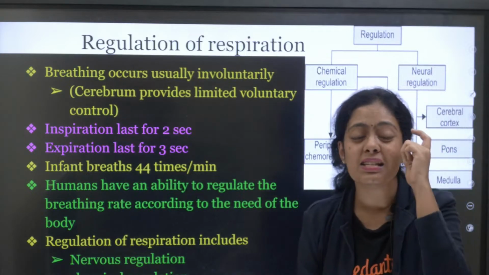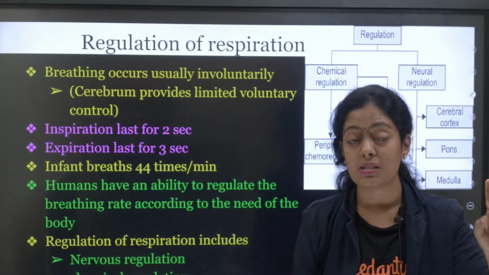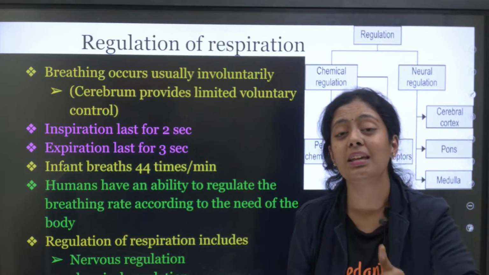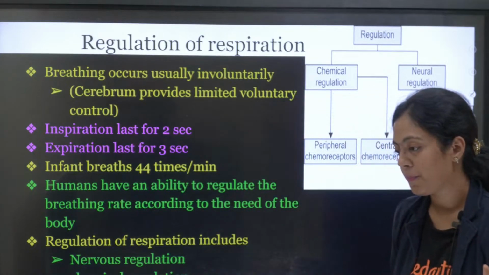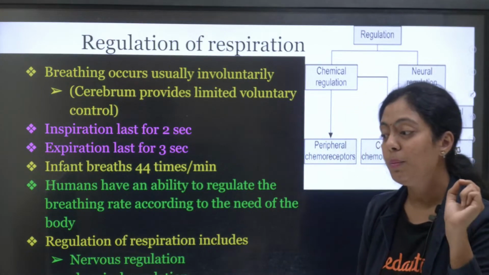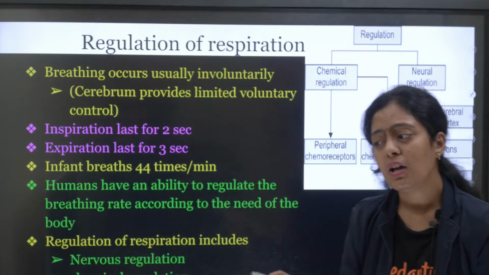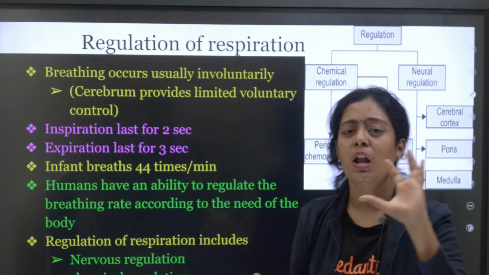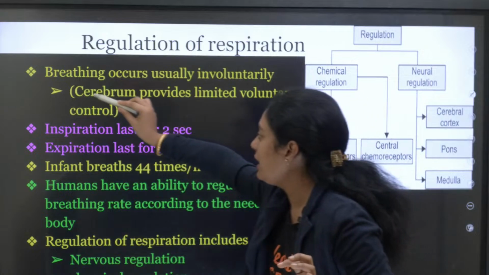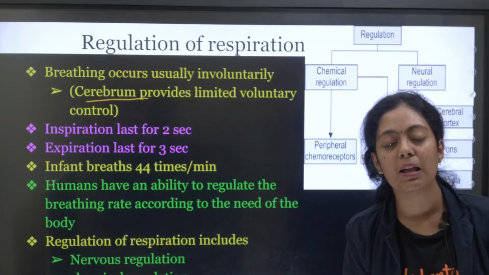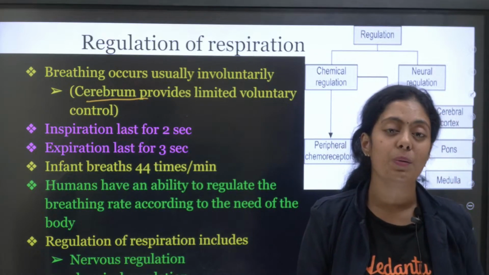See, breathing is not controlled by my nervous system, but the rate of breathing is controlled by my nervous system. Okay, very important. Breathing usually is involuntary. Okay, there is a limited voluntary control, and who is providing it? It is your cerebrum. Where is cerebrum present? It's present in your forebrain.